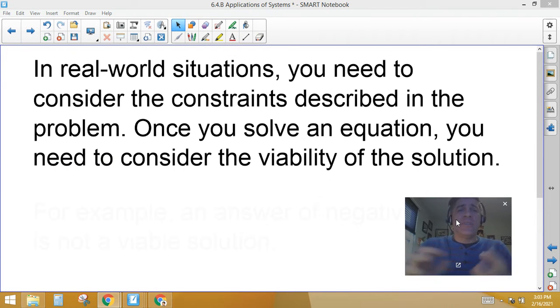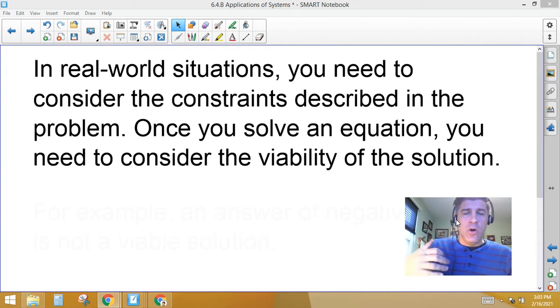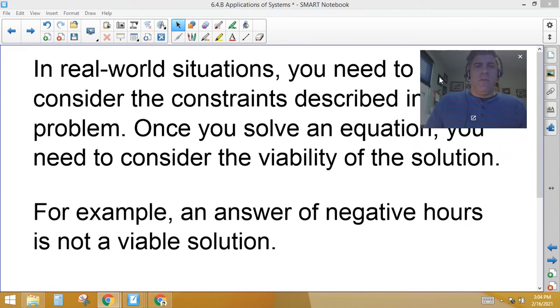Sometimes we're going to need to consider constraints. Constraints means there's a window of numbers that will actually work. Certain numbers are going to be too big or too small, can't have decimals, can't have fractions. So those are going to be constraints. Also, when we solve a problem like our next one, we need to consider the viability of the solution, meaning if we get an answer for hours and that answer is negative, that doesn't make any sense. We can't have a negative form of time in a situation. That answer would be not viable.